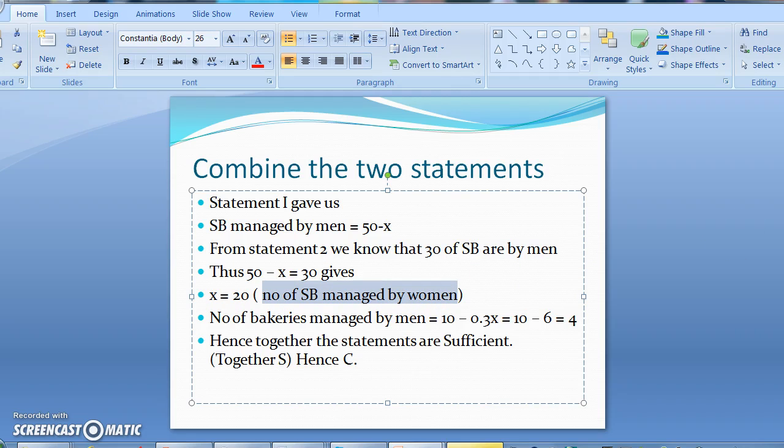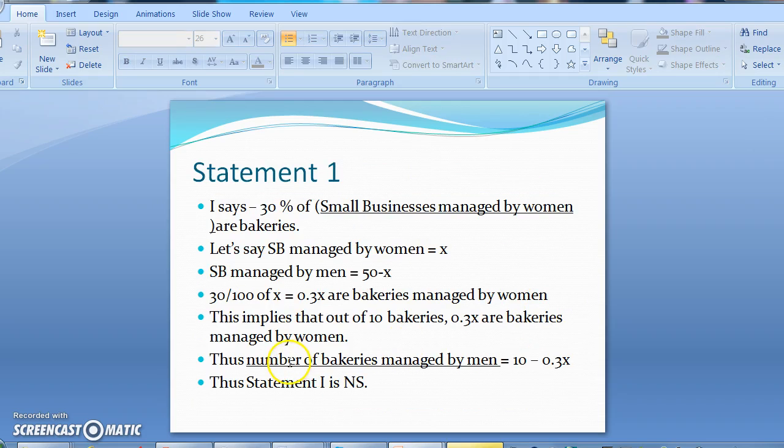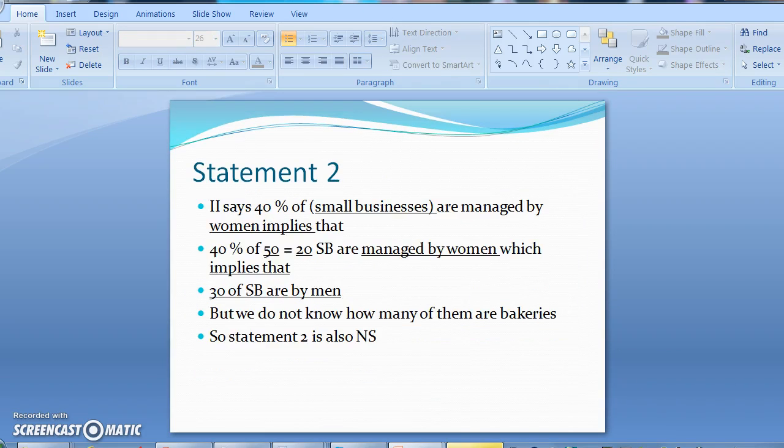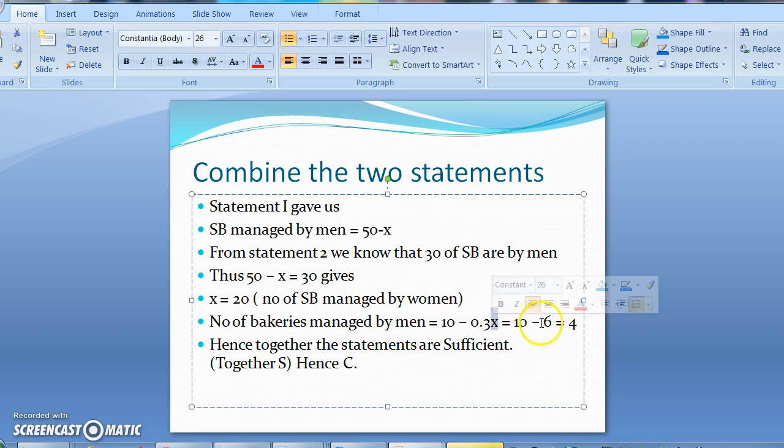Great. And now recollect that from statement 1, we had said that the number of bakeries which are managed by men is 10 minus 0.3x. Now going back here, if I know x, do I know this? Because 10 minus 0.3x, I substitute x here as 20, I get 10 minus 6 is 4. Hence, now I get an answer. Number of bakeries which are managed by men is 4.